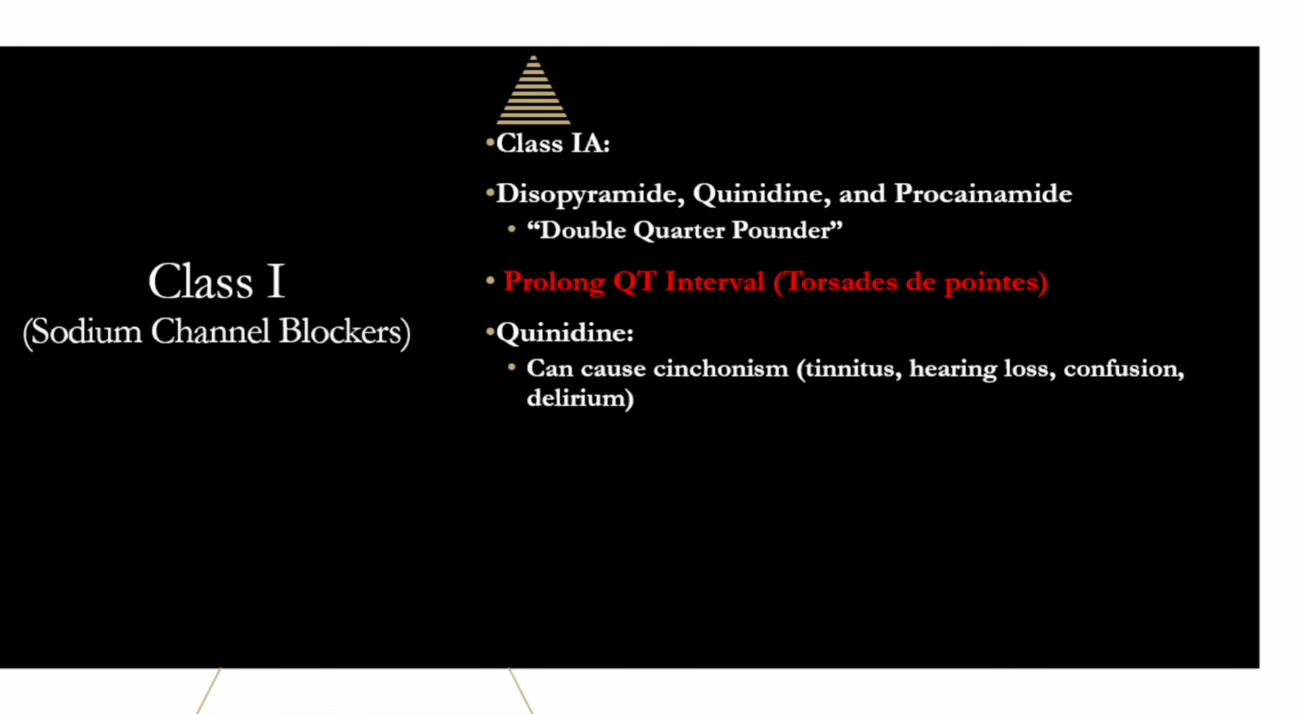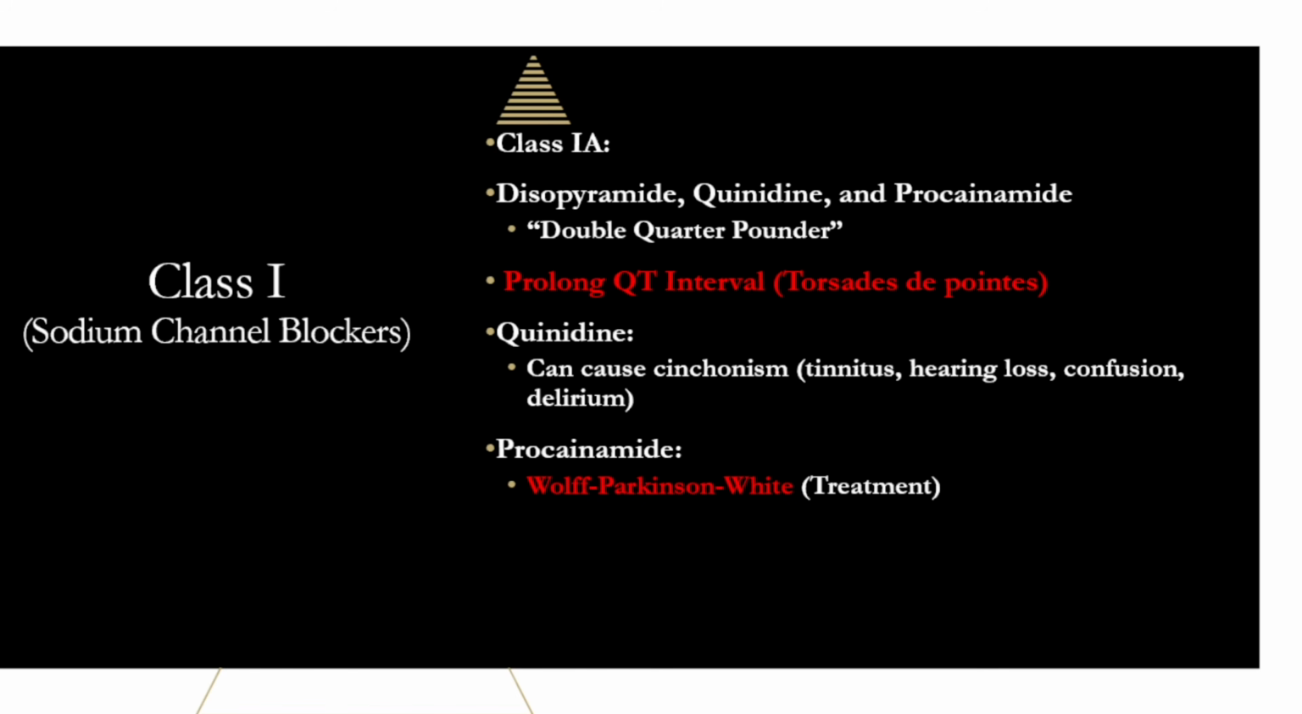Next drug from class 1A, it's much higher yield, and that's procainamide. Procainamide is another effective antiarrhythmic drug that's, again, limited by its side effect profile. And there are two things you need to know about procainamide that are very high yield: Wolff-Parkinson-White and lupus. Let's talk about that. So procainamide can be used to treat arrhythmias associated with Wolff-Parkinson-White. This is a popular exam question, so know it.